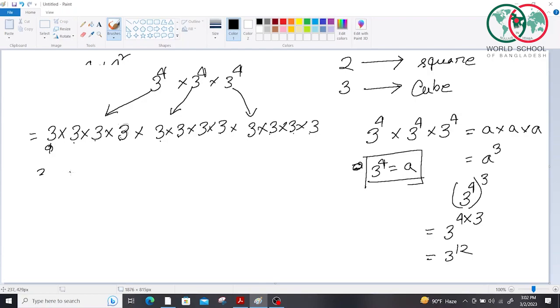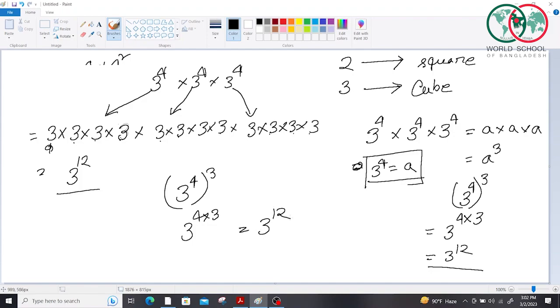We have 12 3's. So we already know that when a number is in multiplication form, we can just write the number and how many times it is repeated as a power. So 3 to the power 12, here 3 to the power 12. So every time, instead of doing this, we are just going to multiply: 4 into 3, 4 3's are 12, so 3 to the power 12 is our answer.